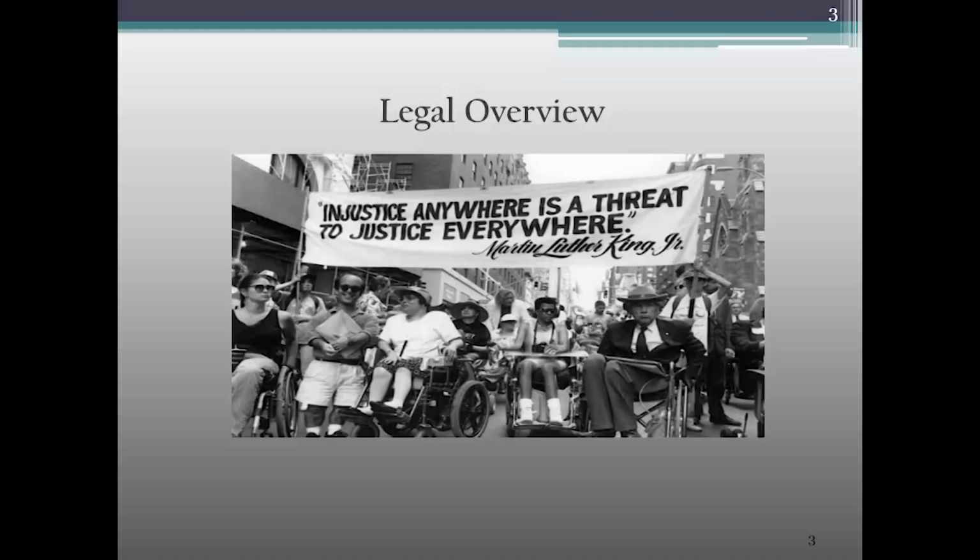Now, just looking at the legal overview, here we have a picture. These individuals in this picture are probably the pioneers for all of the disability rights movement that we had in the United States. These are individuals that are actually marching to help pass the ADA, or the Americans with Disabilities Act. So how is disability law developed?